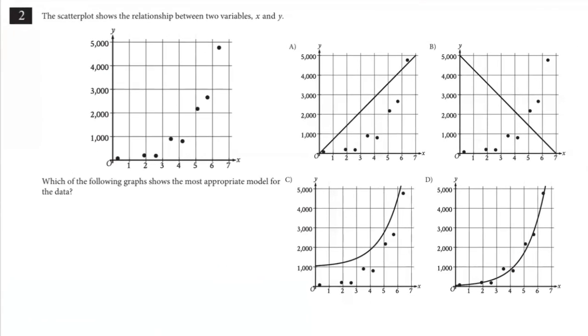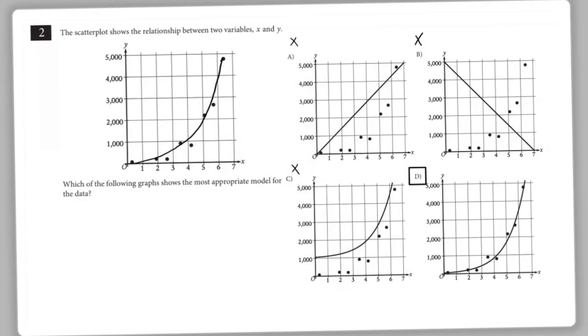Question 2. The scatter plot shows the relationship between two variables x and y. The scatter plot is shown. Which of the following graphs shows the most appropriate model for the data? So this data is shown and A is incorrect. It represents some linear model, but you can see that the actual data is not linear. It is increasing and exponential. So B is incorrect as well. C does not contain all the points, so this will be incorrect as well. So D is the correct answer. This is the most appropriate model for this given data.